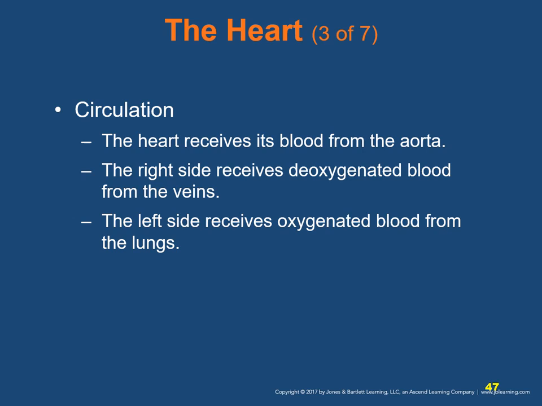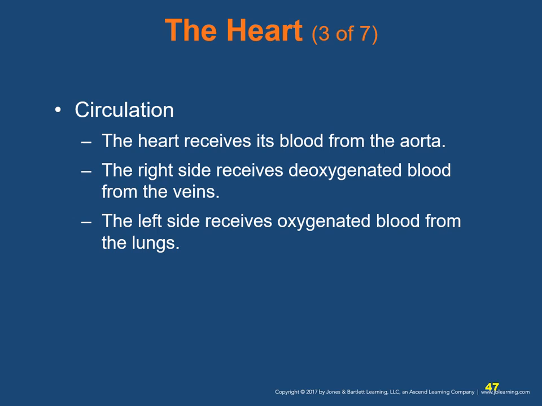The heart receives its blood from the aorta. The right side of the heart receives blood from the veins of the body. The blood enters from the superior and inferior vena cava into the right atrium and fills the right ventricle. As the right ventricle contracts, blood flows into the pulmonary artery and the pulmonary circulation system.